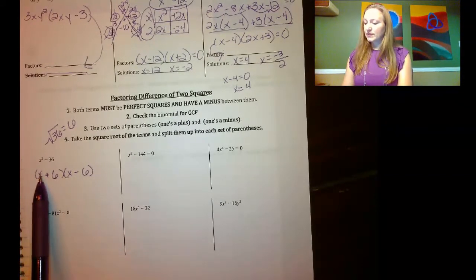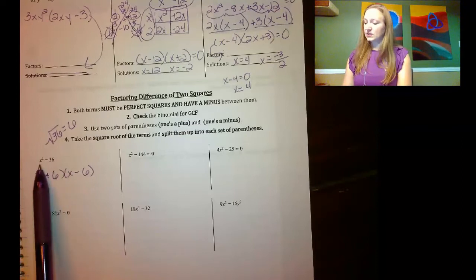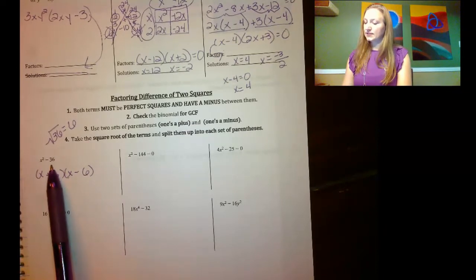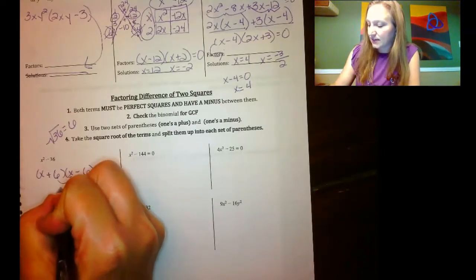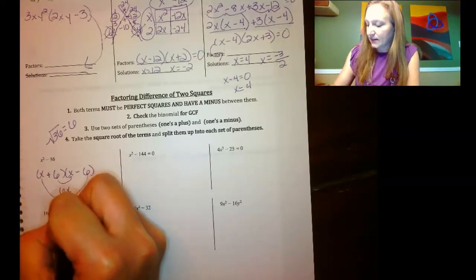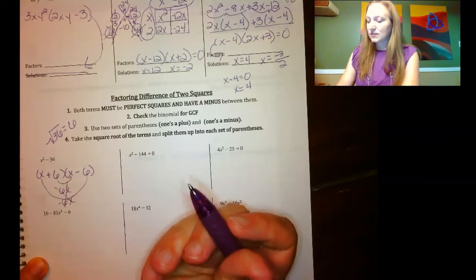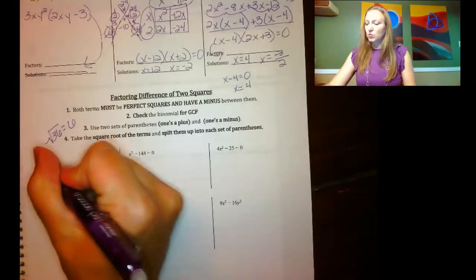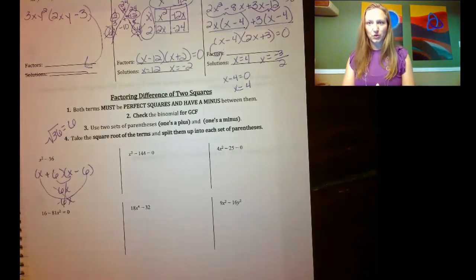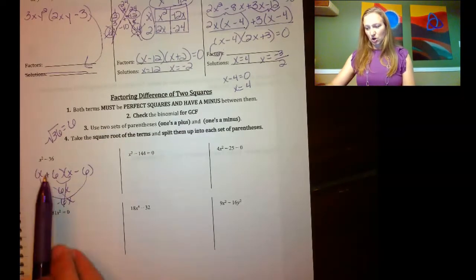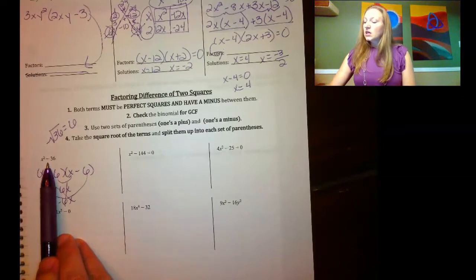Notice if I multiplied this out, x times x is x squared, 6 times 6 is negative 36. This would be a positive 6x and a negative 6x. That would cancel out. 6x and negative 6x is 0. That's why there's no middle term here, okay? So that's why this pattern always works, only if they are subtracting. So that's the pattern you're going to look for in these.